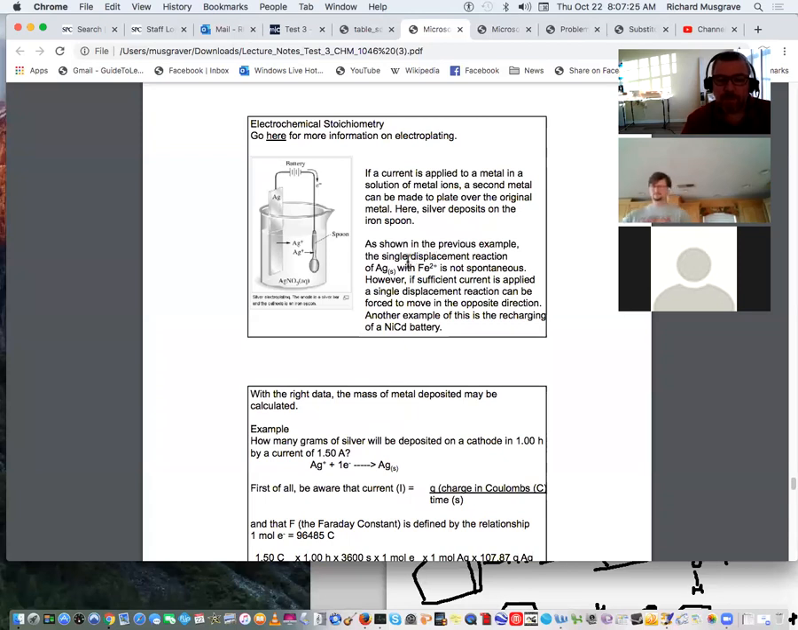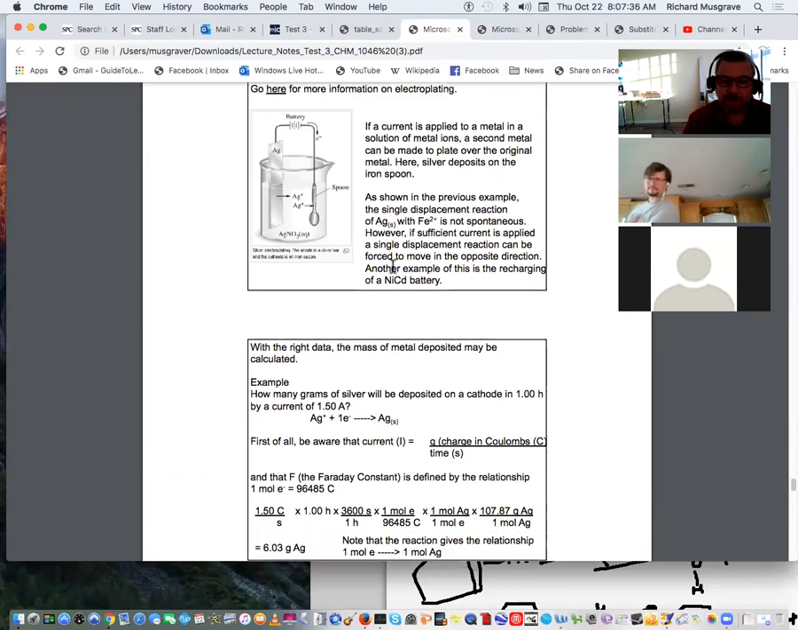Because the process is not spontaneous for silver reacting with Fe2 plus, we know we're going to need to provide power to the spoon to make this reaction work. It's not a spontaneous process. We showed that earlier.